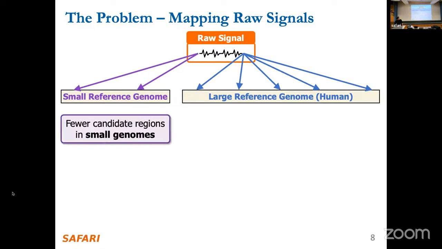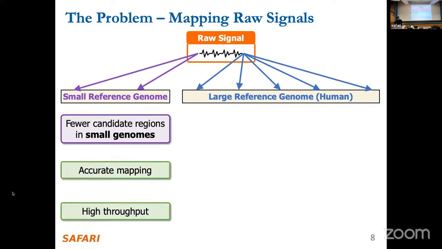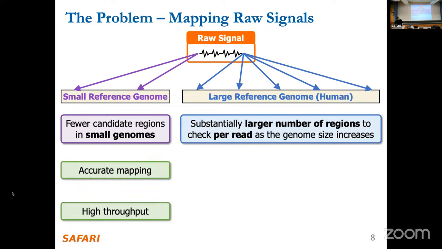So if you look at mapping raw signals directly to reference genomes more closely, when we're doing this analysis for small reference genomes, such as bacteria or viral genomes, we see that there are fewer candidate regions in these small genomes. So this means that we can make accurate mapping, and we can still provide high throughput because these types of genomes are small. When we move to large genomes, what we see is a substantially larger number of regions that we need to check per read as the genome size increases.